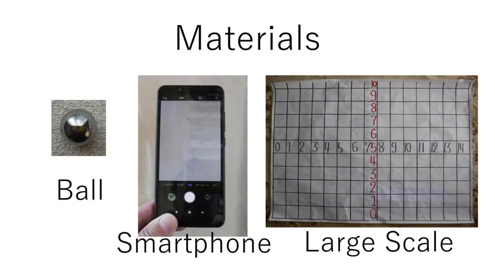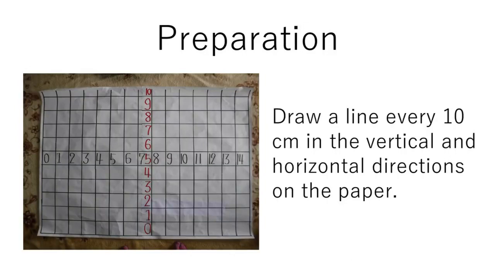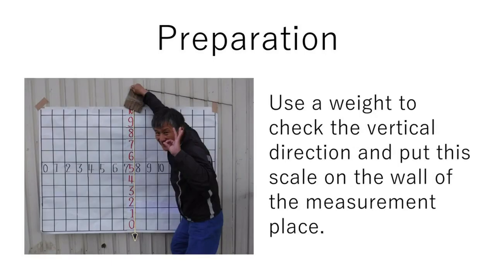Materials are a ball, a smartphone, and a large scale. Make a large scale for measurement. Draw a line every 10 cm in the vertical and horizontal directions on the paper. Use the weight to check the vertical direction and put this scale on the wall of the measurement press.